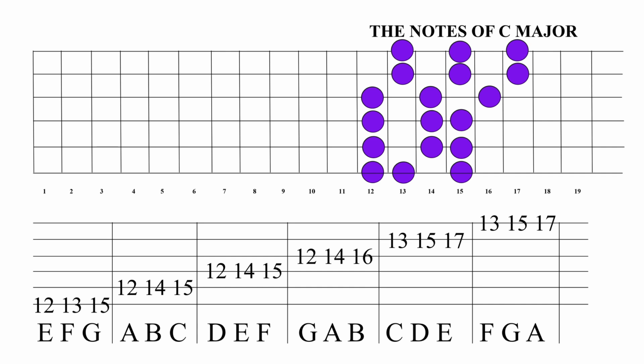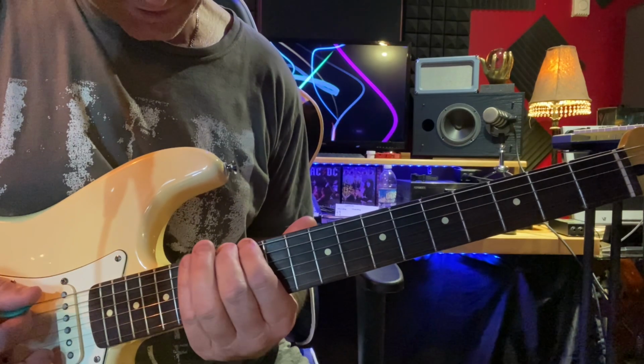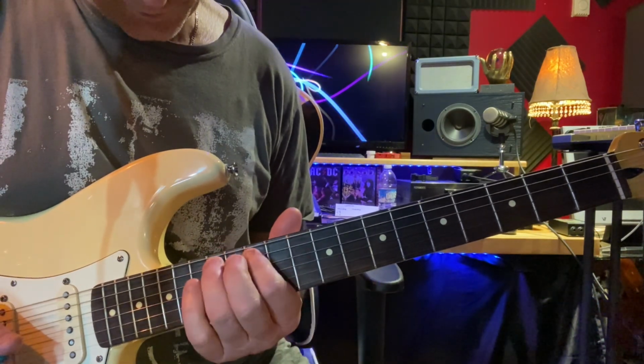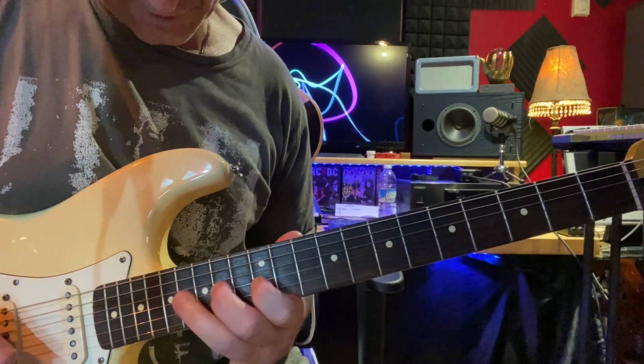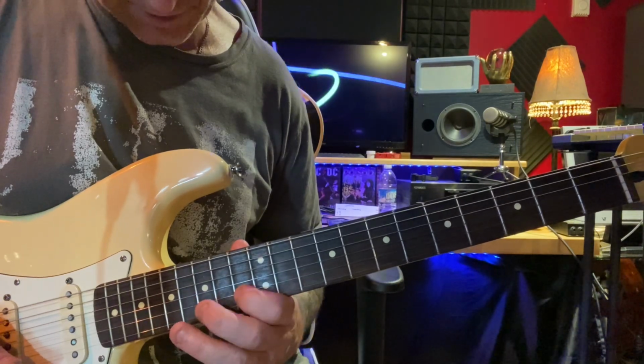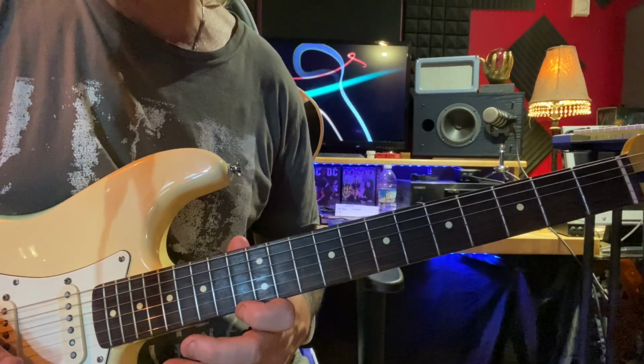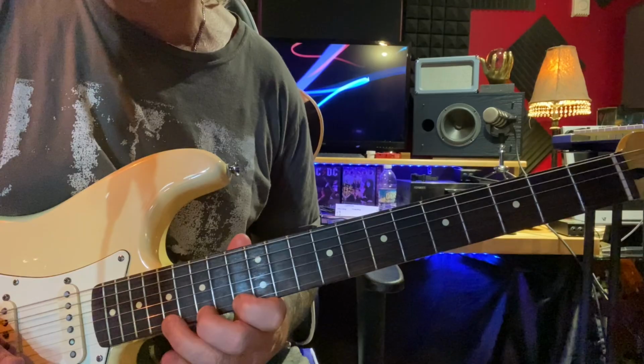And on the B string, we have C, D, and E. And then on the high E string, we have E, F, and G on the 13, 15, 17. So that last shape goes like so: 12, 13, 15, 12, 14, 15, 12, 14, 15, 12, 14, 16. On the B string, we have 13, 15, 17. And then on the high E, we have 13, 15, 17.